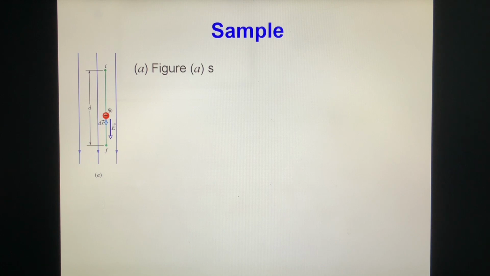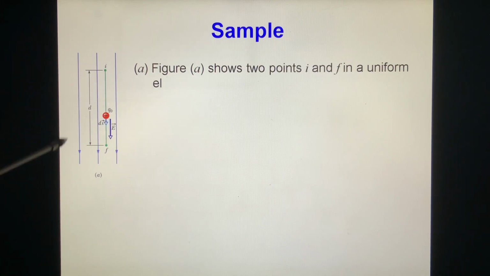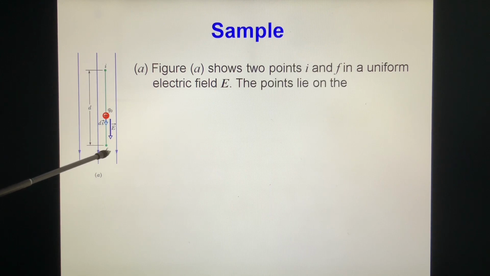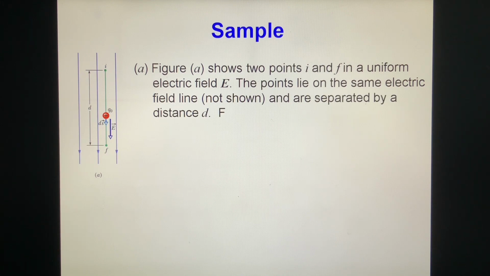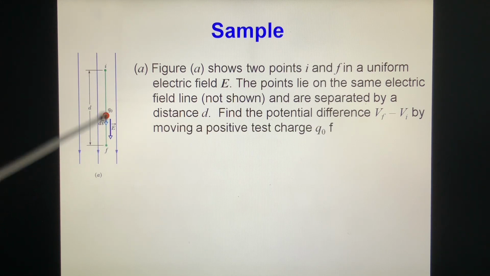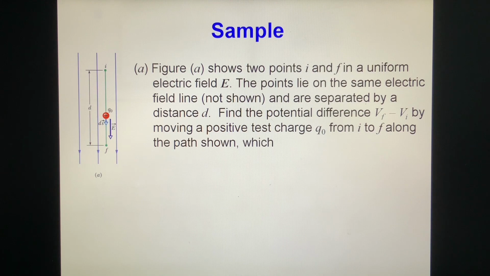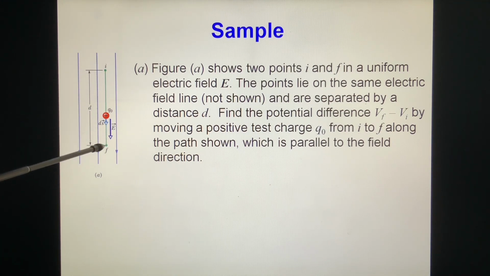Example. Figure A shows two points, I and final, in a uniform electric field. There's an electric field going down. The points lie on the same electric field line, from the initial point to the final point, in the same line of E. And they are separated by a distance D. Find the potential difference V final minus Vi by moving a positive test charge Q0 from I to final along the path, which is parallel to the field.